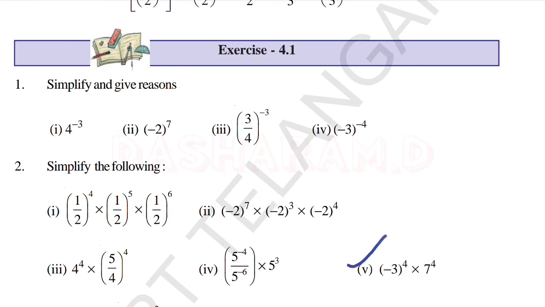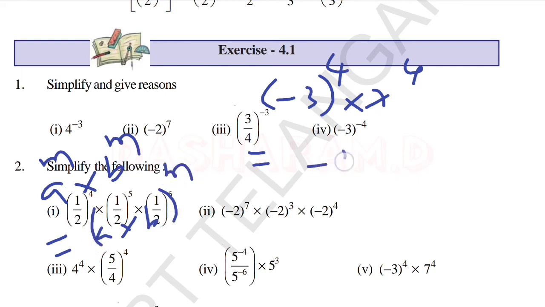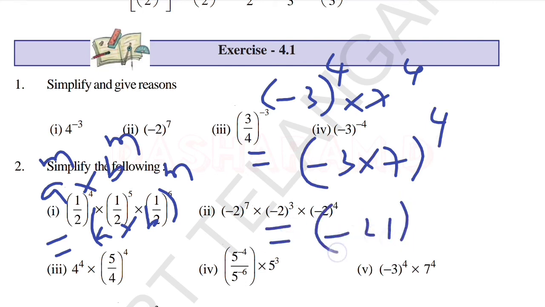Next, fifth question: (-3)^4 × 7^4. Here the powers are the same, so we have one formula: a^m × b^m = (a × b)^m. Similarly, (-3 × 7)^4, and minus 3 into 7 is minus 21, so (-21)^4.